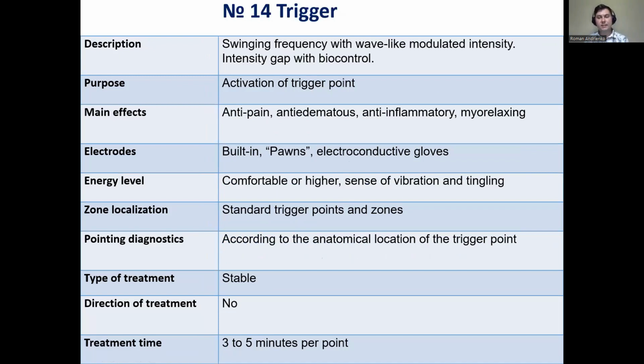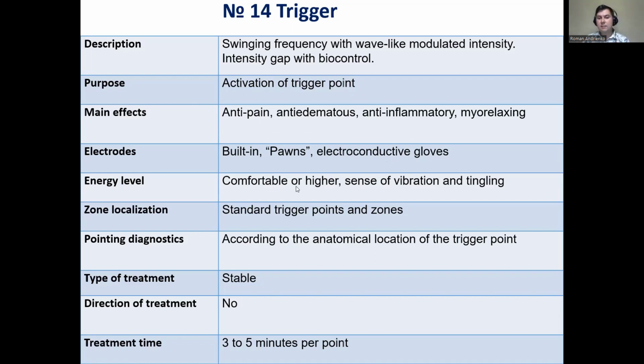Number 14. This one is slightly overlapping with joints, but also this is not a straight joint preset. This is the trigger point. In trigger point, we have the swinging frequency with wave-like modulated intensity and intensity gap with biocontrol. Again, some new features. The sole purpose of this preset is to activate the so-called trigger point, and we will look at some pictures later. It has a wonderful anti-pain, anti-edematic, anti-inflammatory, and myo-relaxation effect.